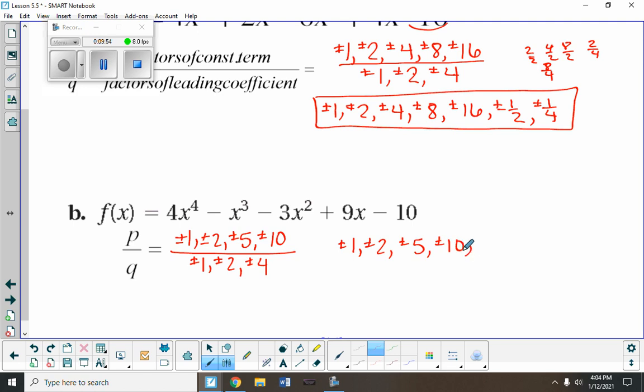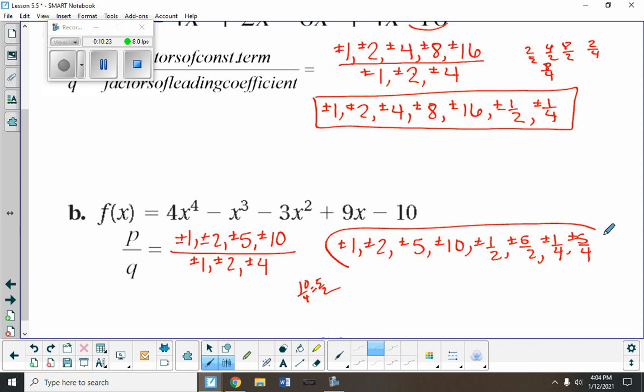And then take all of these divided by 2. So that would be 1/2. 2 over 2 is 1. And then 5 over 2. And then 10 over 2 is 5. And then we have 1/4. 2/4 is the same as 1/2. 5/4. And then 10/4. Now 10/4, if you reduce that, that's 5/2, and that's already on the list.